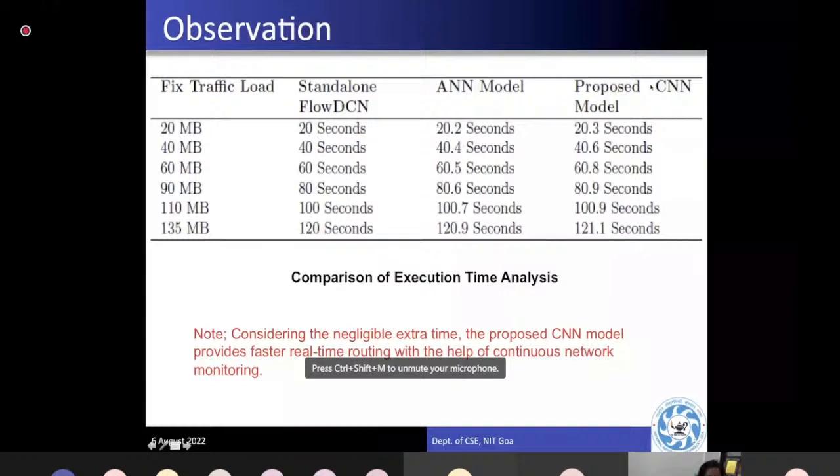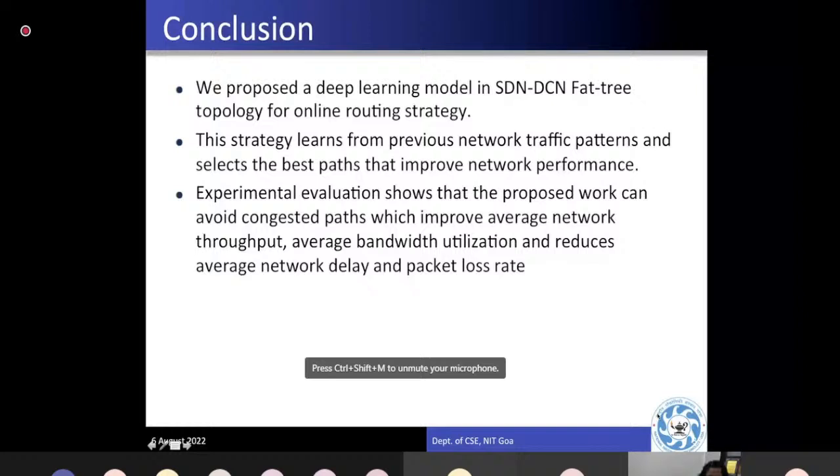Even when your traffic load goes very high, from 20 MB to 135 MB, the standard flow decision routing takes 120 seconds, whereas ANN takes 120.9. It is approximately 1 second more. Here it is approximately 1.1 seconds. So we can accept that 1 second as the cost for getting good performance and prediction.